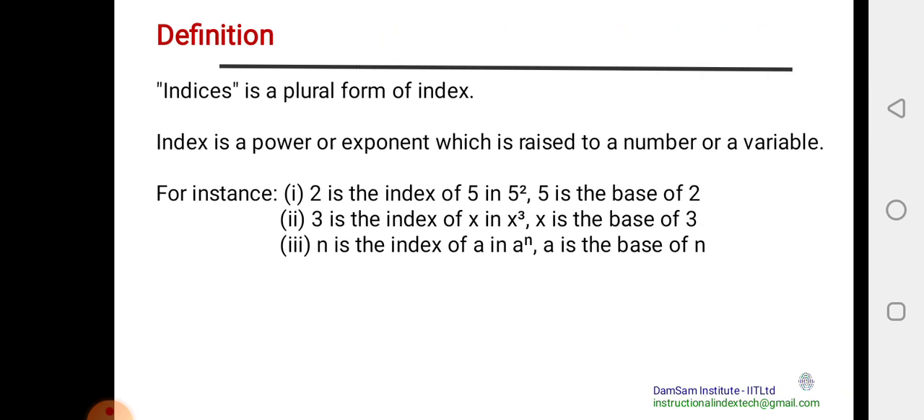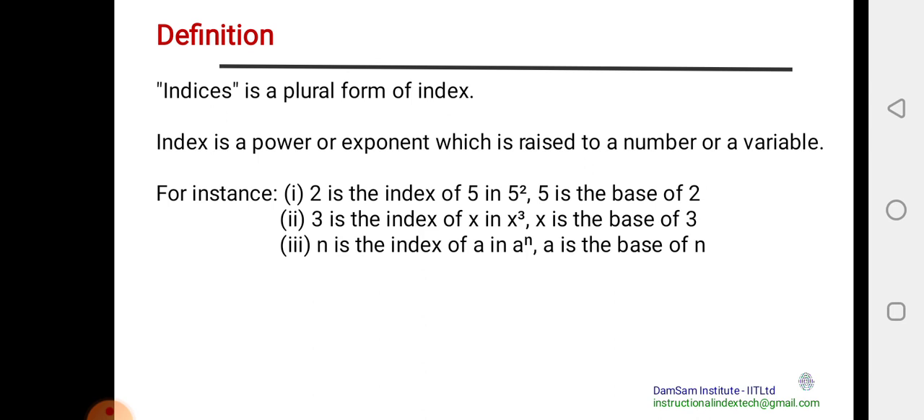So, we first look at this. Indices is a plural form of index. Index is like a power. It's like an exponential that is raising a number, or it could be a variable. For instance, we can say 2 is the index of 5 in 5 raised to power 2, and 5 is the base of 2. As we can see, 5 is written at the base side, so the power is 2.